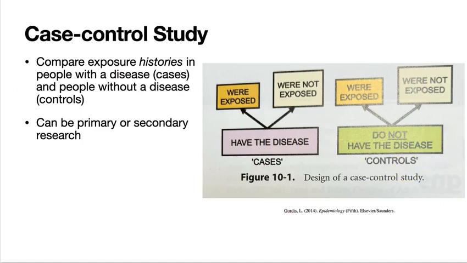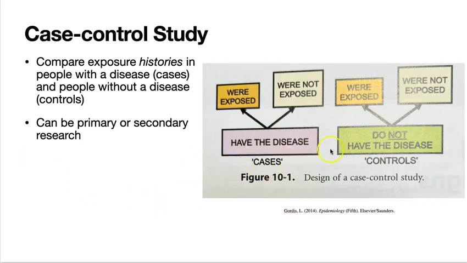So if I perhaps were to give you a question sometime and I said, listen, we've got this disease and we've got the history of people who have the disease, and then we've got this other group of people who don't have the disease, and we also have their history, and we're going to compare their histories. What type of study would I be doing? Well, I would be doing a case control study. Case controls, okay? This can be primary or secondary research.